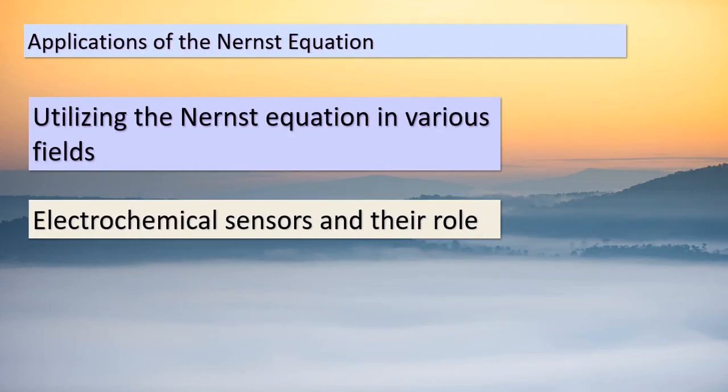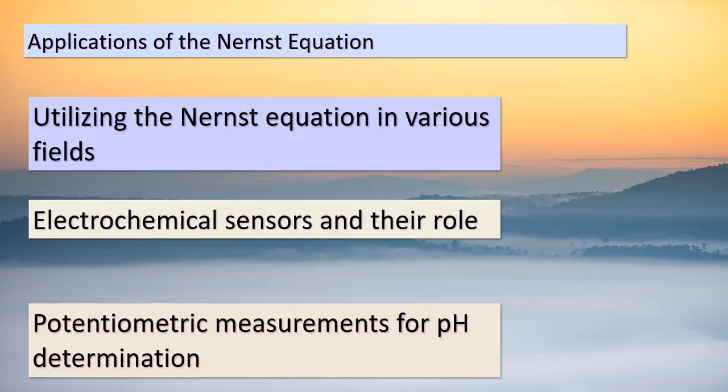Greetings, curious learners. Today, let's uncover the real-world applications of the Nernst equation that extend beyond textbooks and classrooms. This equation isn't confined to theoretical realms, it has a strong presence in various fields. Imagine being able to design electrochemical sensors that rely on the Nernst equation's principles. These sensors play crucial roles in detecting and measuring specific ions in solutions, contributing to advancements in healthcare, environmental monitoring, and more. The equation's magic also extends to potentiometric measurements, helping us determine pH levels accurately and efficiently.